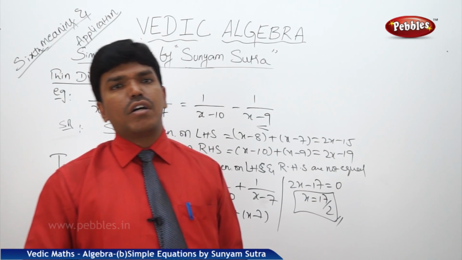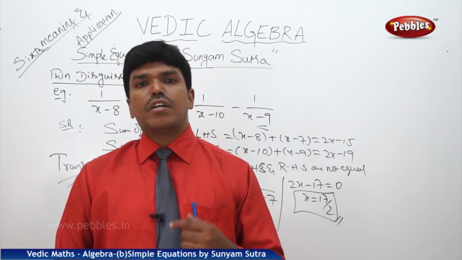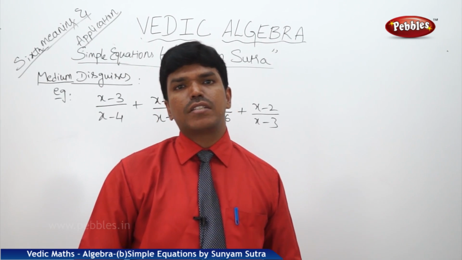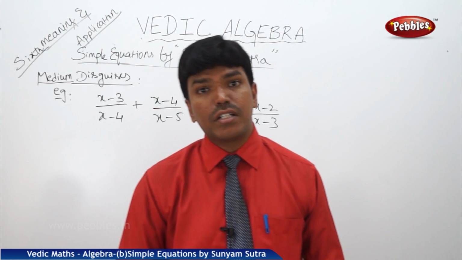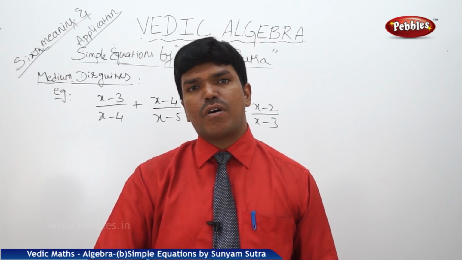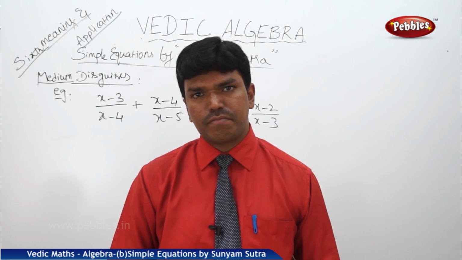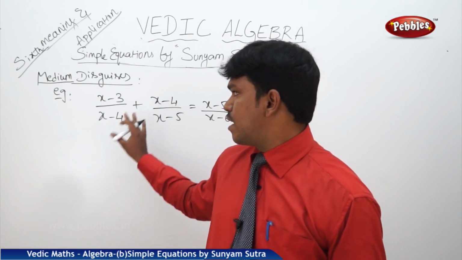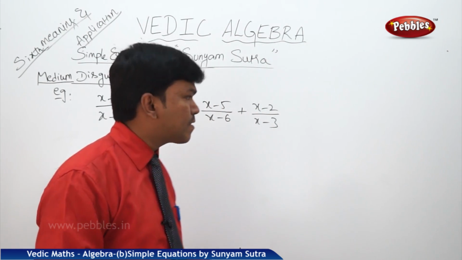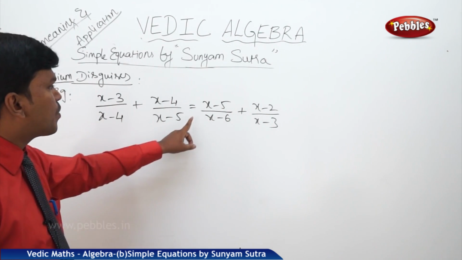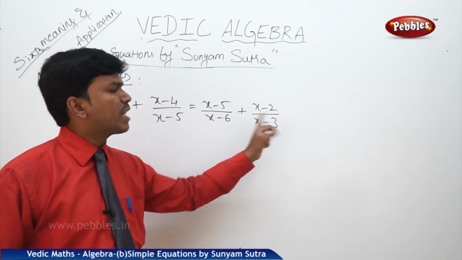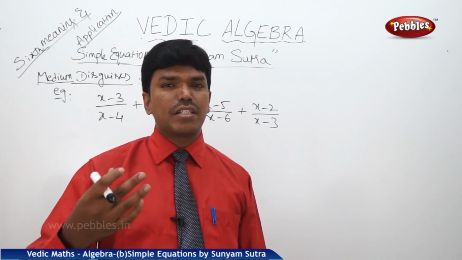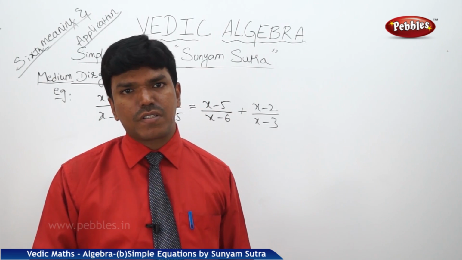Now in the same context we will see the medium disguise. In the sixth meaning and its application we will see the medium disguise. That means one of the medium changes we have to see here. Suppose the given equation is of the form x minus 3 by x minus 4 plus x minus 4 by x minus 5 equal to x minus 5 by x minus 6 plus x minus 2 by x minus 3.